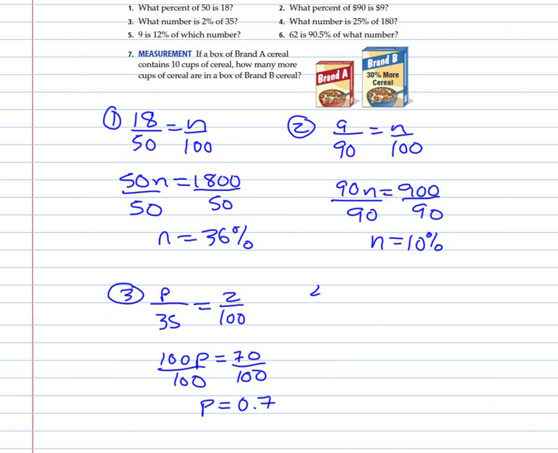Number 4 says, what number is 25% of 180? So I'm looking for P again. 180 goes here. 25 goes here. 100 goes here. So it's 100p equals 2,500.